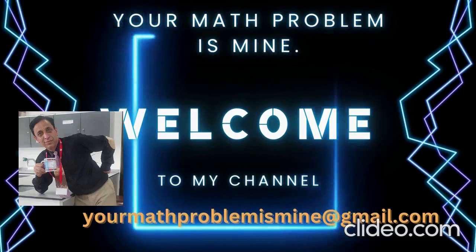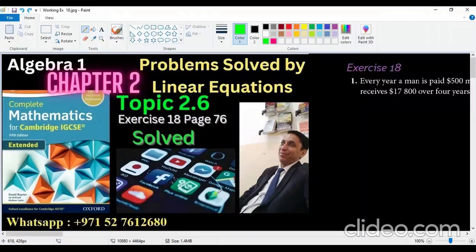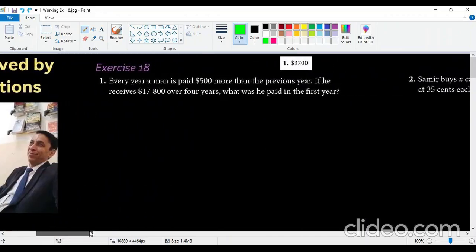Once again, I'm back with yet another exercise, exercise 18, which you can find on page 76. This is an extension of the previous exercise, exercise 17. Here again, we'll be solving real life problems using linear equations. Let's see how we convert the questions and the situations into algebraic equations and find the answers.